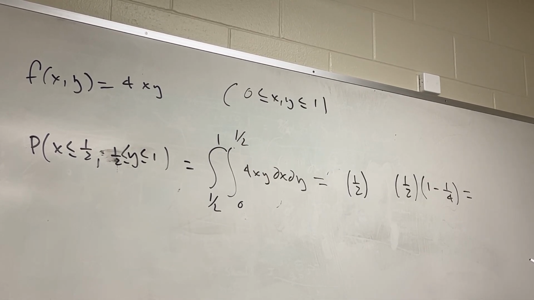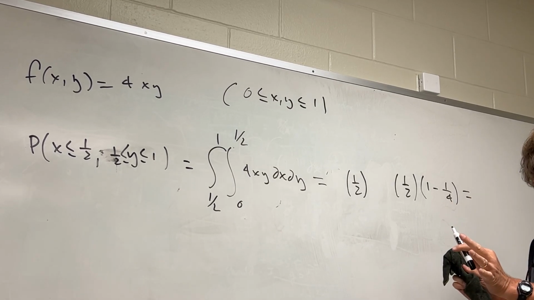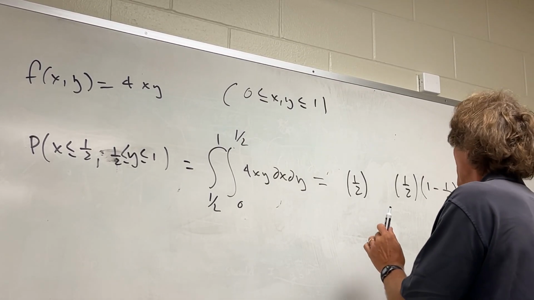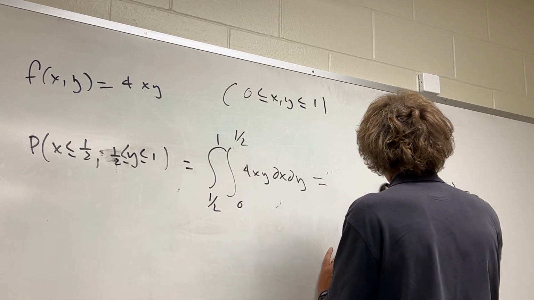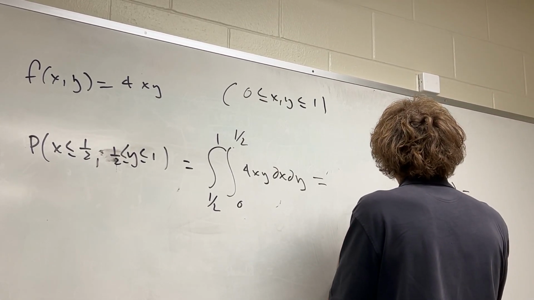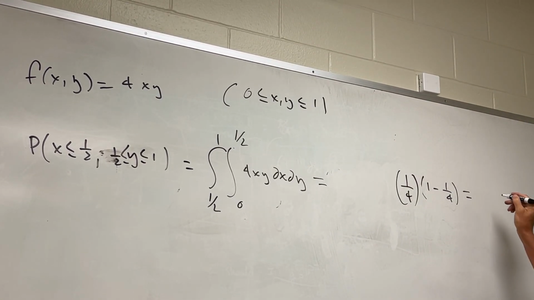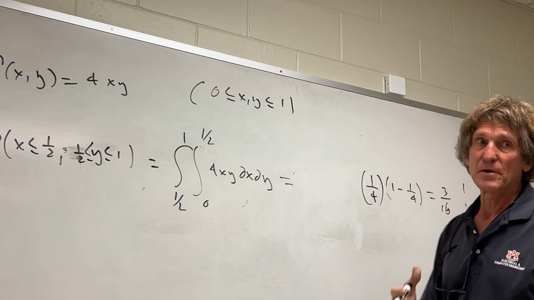That's why I like whiteboards. If you ever get a chance to bring a whiteboard at home or something, if you're doing problems, especially with people, this is great. So now I have, this is 1/4, right? And 1 minus 1/4 is 3/4, so it's really 3/16. Is that right, by the way?